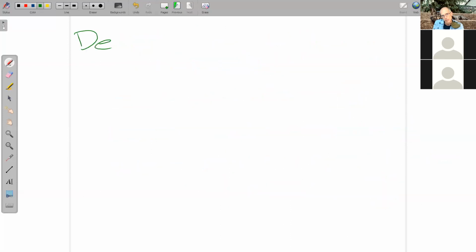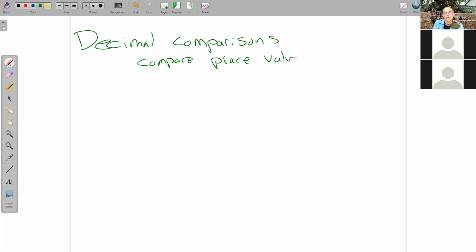Decimal comparisons. Decimal comparisons are like whole number comparisons. We compare place values. So if I look at, let's say, compare these two right here.